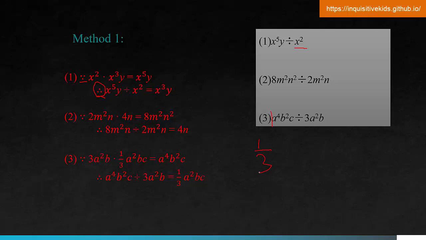And then you think, what times a squared gives us a to the fourth power? Well, that would be a squared. And what times b will give us b squared? That would be b. And then we have to also put in a c. So our answer is 1/3 a squared bc. Of course, this type of method, you can't use for solving harder problems.